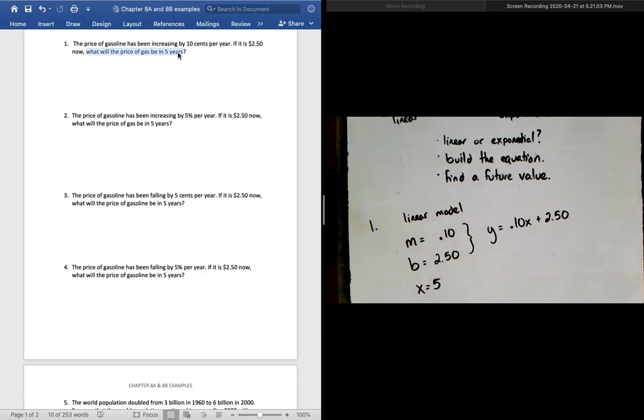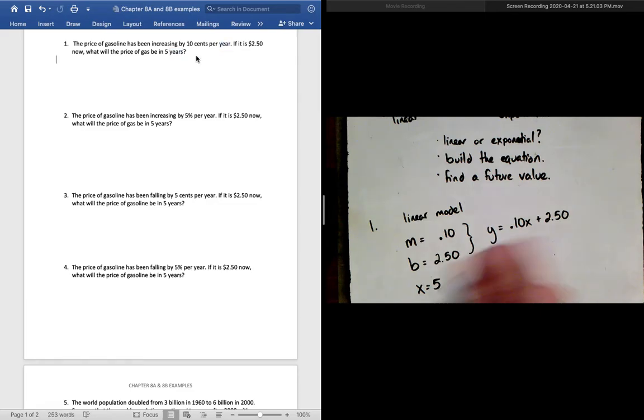It is important, though, to keep those units the same. This unit right here and this unit right here are the same. I could give you an example. It says here that gas is increasing by 10 cents per year. I could have said if it's $2.50 now, what will the price of gas be in 6 months? And now, because everything is being measured in years, 6 months is only a half of a year. And so x would actually be 1.5, not just 6. So it's important that these two units are lined up.